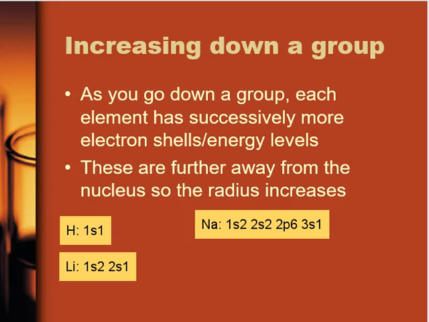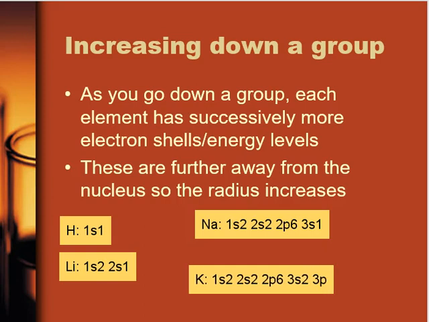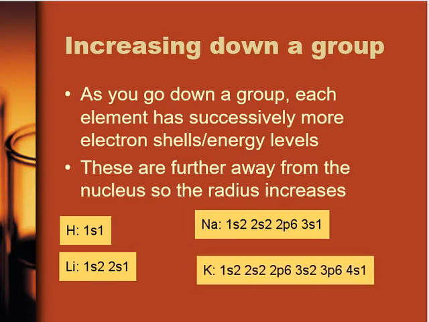And finally, we can do the same thing again with potassium. This electron configuration is 1s2, 2s2, 2p6, 3s2, 3p6, 4s1. And again, the number of protons is increasing, but so is the number of energy shells. So they're just going to be that much further away from the nucleus.